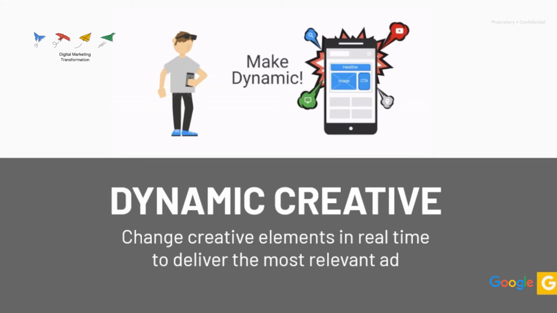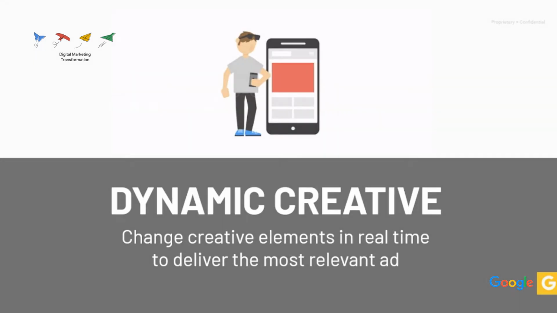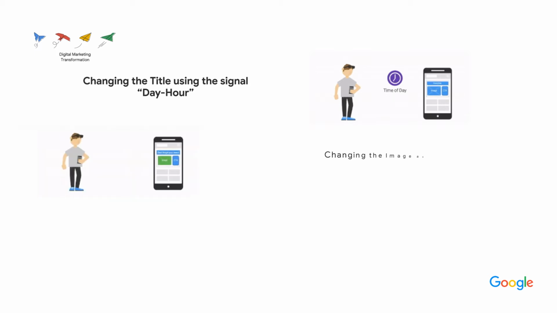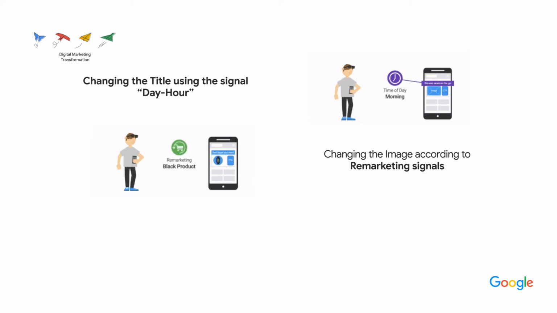I'll give you a few examples just so you can get an understanding of what I'm talking about. So the first example is changing the title using the signal of hour of the day. So you might be a food company, and in the morning you might have a different message to lunchtime, to dinner. And same goes for when we talk about days. During the week, your content might be different to whatever your offering might be on the weekend.